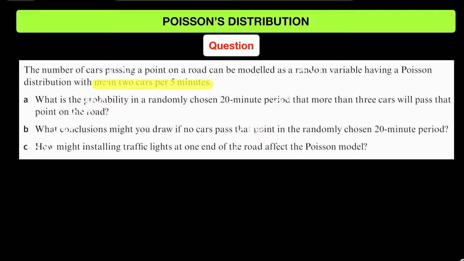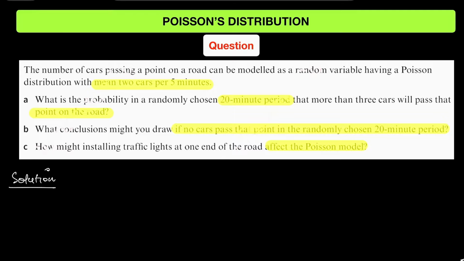Okay, now in part A, he wants you to understand what is the probability in a randomly chosen 20-minute period that more than 3 cars will pass through that given point. Part B says, what conclusion might you draw if no car passes through that point in the given 20-minute interval. And part C says, how might installing a traffic light at one end of the road affect the Poisson distribution model. Okay, so let's solve this question.